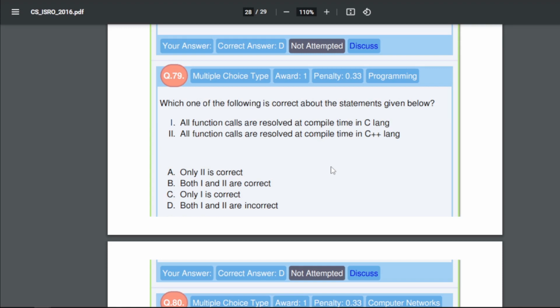Question number 79: which one of the following is correct about the statements given below? One, all function calls are resolved at compile time in C language. Two, all function calls are resolved at compile time in C++ language. Both 1 and 2 are incorrect, because in both C and C++, all function calls are not resolved at compile time.